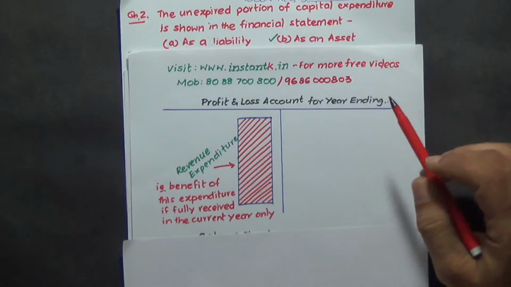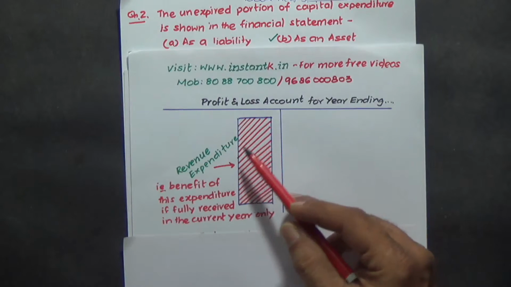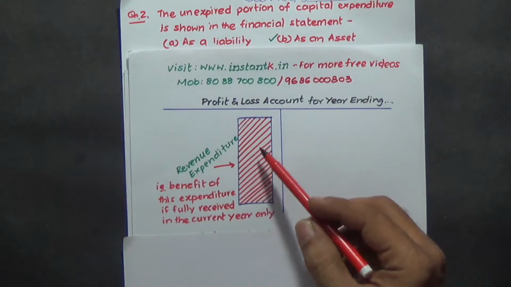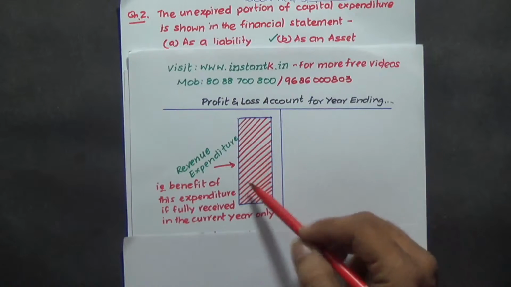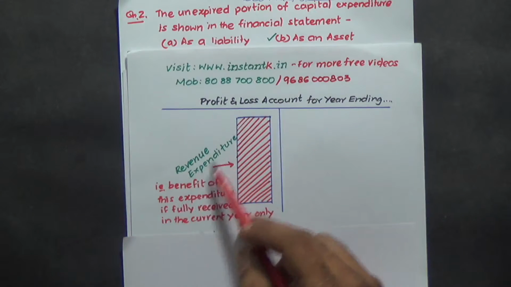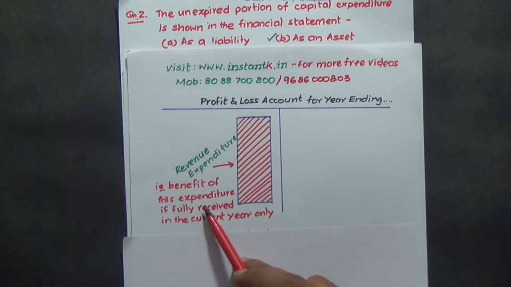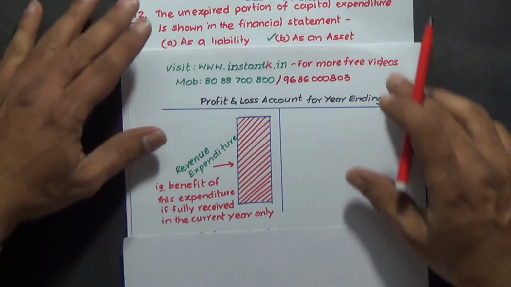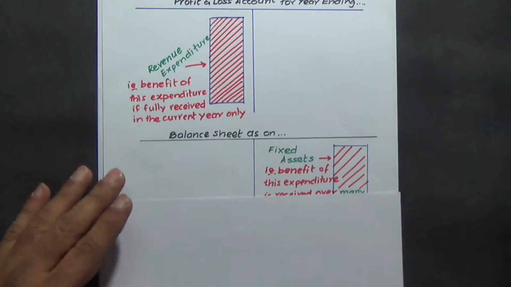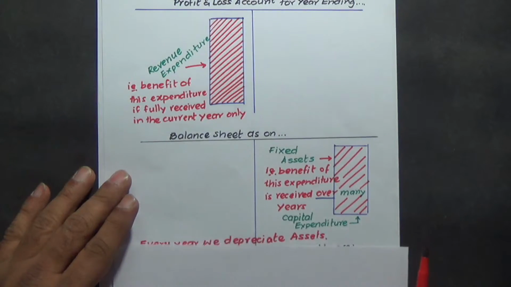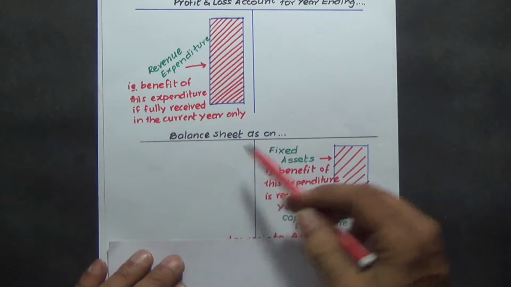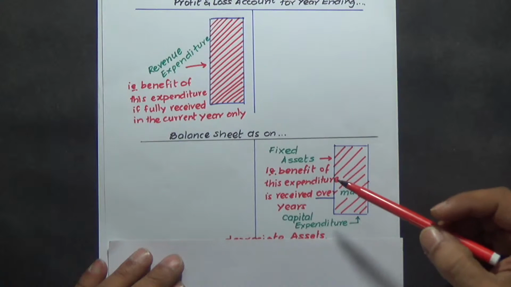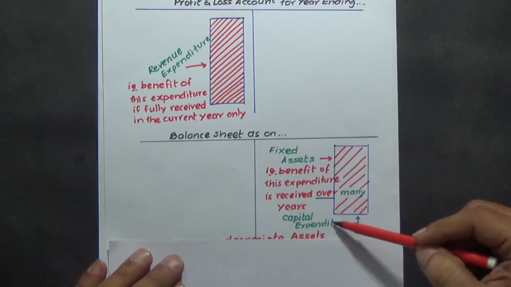That's why we have that accrual concept. We recognize the expenditure for this particular year. So it is revenue for a particular year and expenditure for a particular year. So revenue expenditure, that is the benefit of this expenditure is fully received in the current year only. There are certain expenses where the benefits are received in next few years. So balance sheet shows us fixed assets. Fixed assets are also called as capital expenditure.